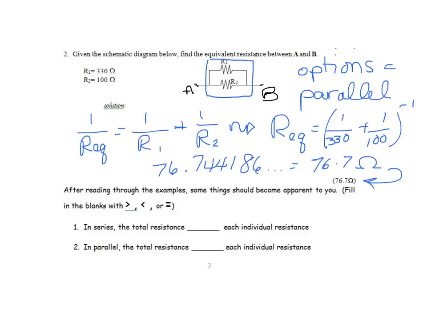So, looking at our examples, I want you to go look back up at the top of the page, example 1. The total resistance, is it greater than, less than, or equal to each individual resistance, when in example 1 they were in series? That's right. The total resistance is greater than each individual one. In parallel, the total resistance was 76.7 and therefore less than each individual resistor.